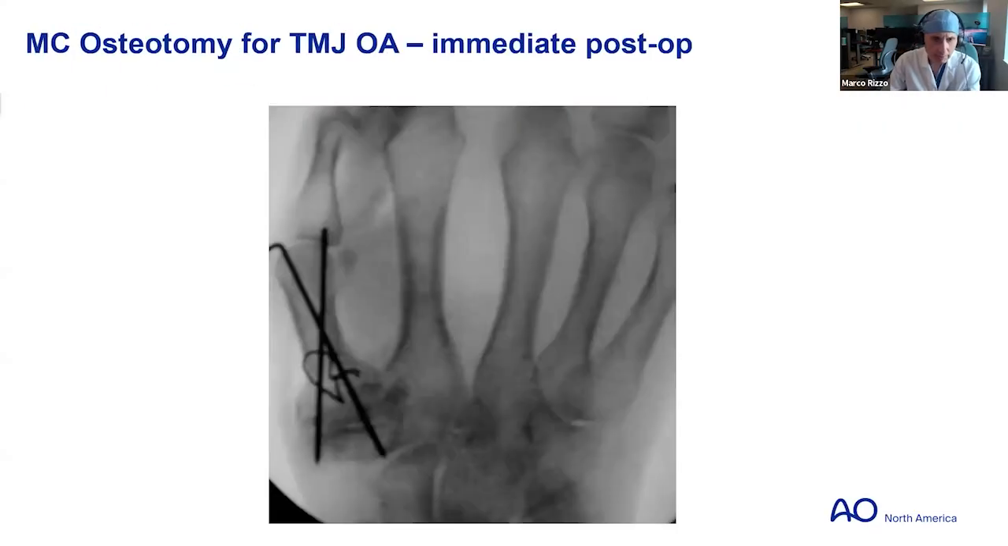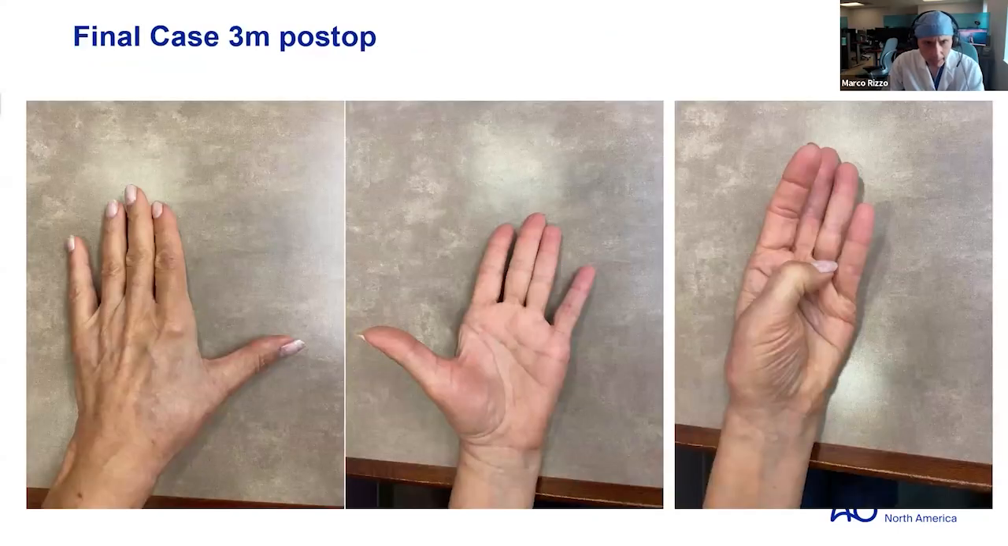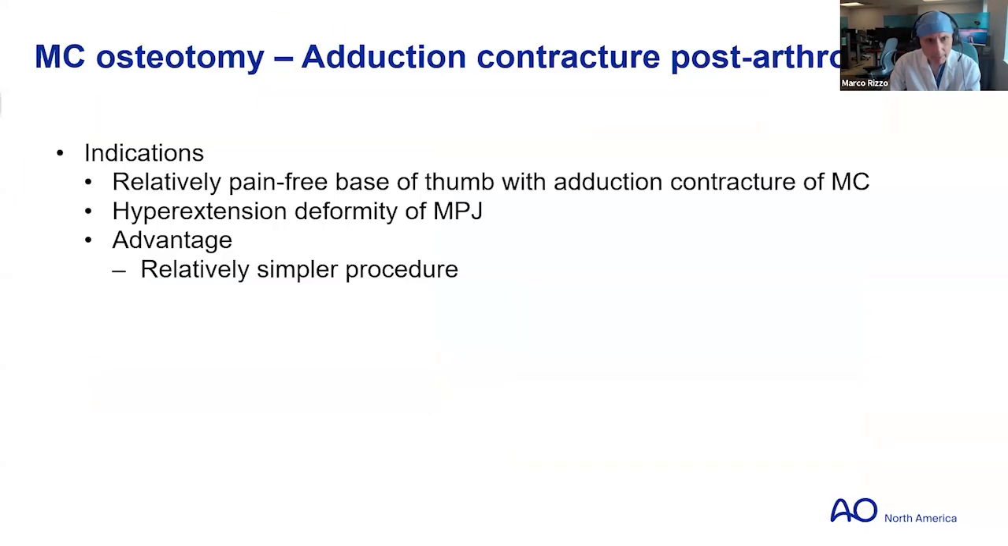So this is what I did for this patient. You can do tension band, you can do K-wires, you can plate. How you fix it isn't really as important as the carpentry. And you can see that the patient will have pretty good abduction of their hand after a procedure like this.